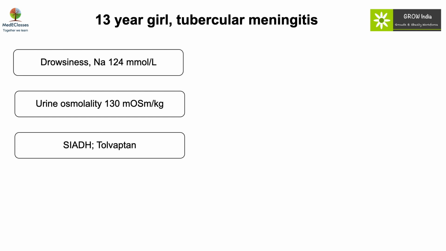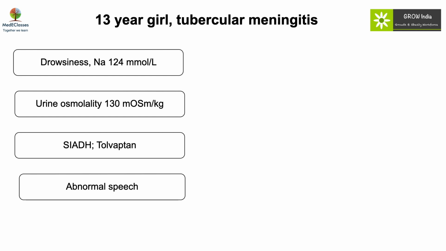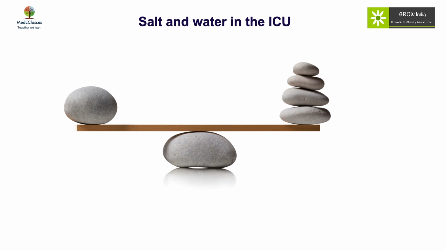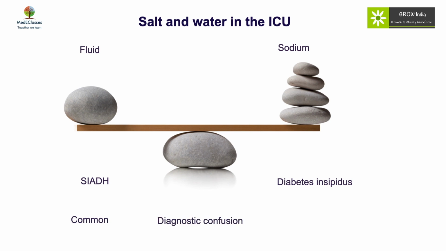And all of a sudden, around 12 to 14 hours after starting tolvaptan, she started developing abnormal speech. What was noticed was a rapid increase in sodium, and a possibility of osmotic disequilibrium was considered. So disorders associated with salt and water management in the ICU are common, and they may manifest as too much fluid in the form of SIADH or too little fluid in the form of diabetes insipidus. They have a huge amount of diagnostic confusion associated, emphasizing the need for careful assessment.